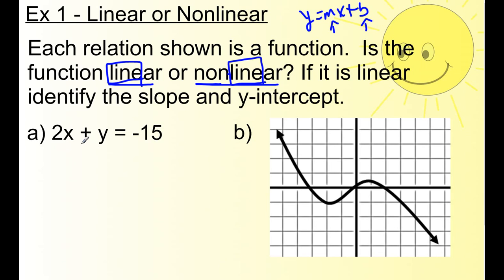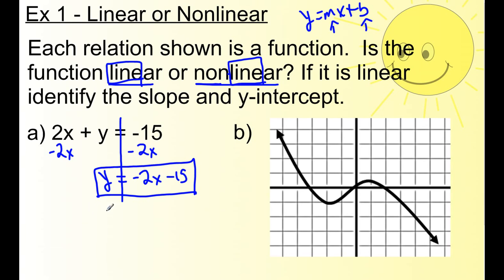So let's take letter A, for example. We want to write this in slope-intercept form, which means we want to get the y variable by itself. So let's try that. To get the y variable by itself, we're going to subtract 2x. We're trying to make this slope-intercept form. Y equals negative 2x minus 15. All right. Were we able to write the equation of this line in slope-intercept form? Y equals mx plus b. Absolutely. This is linear.